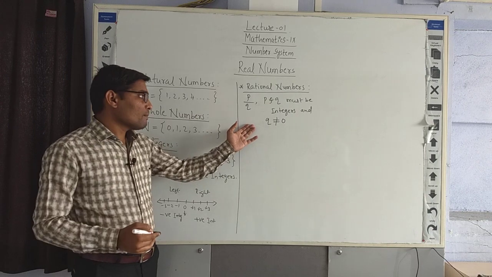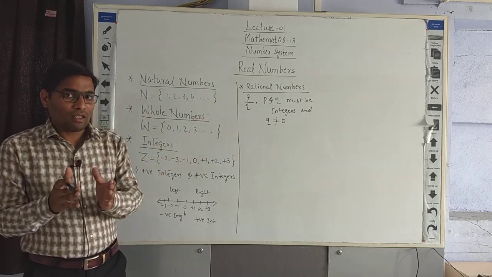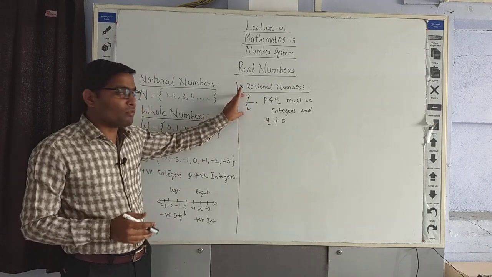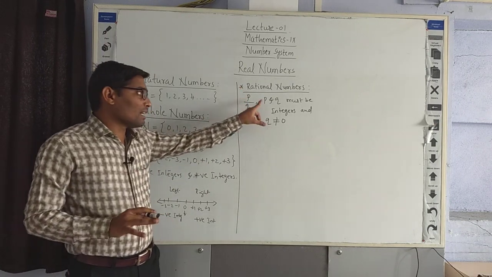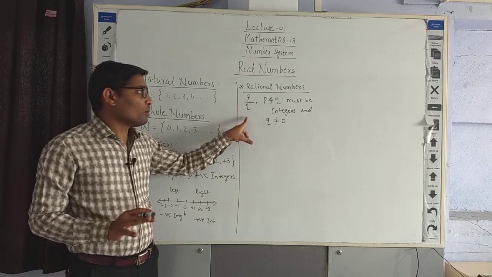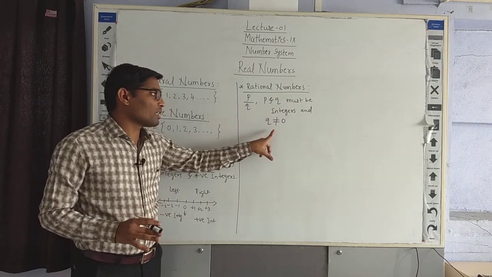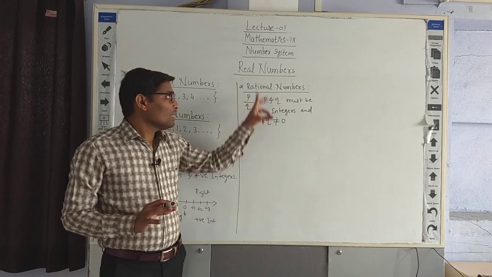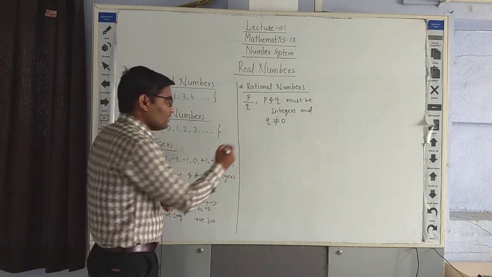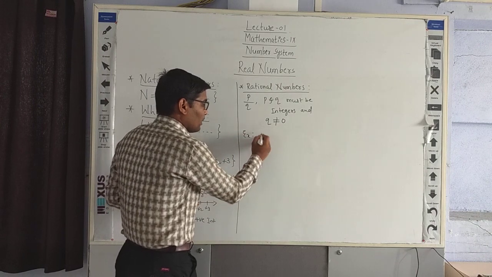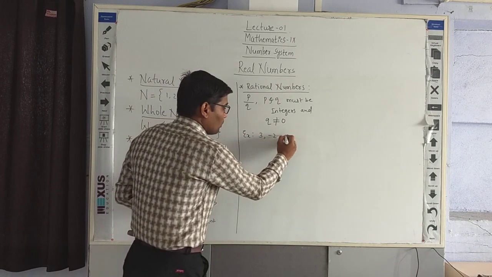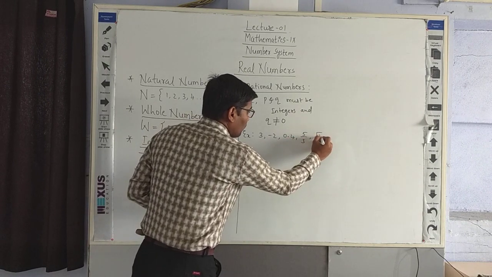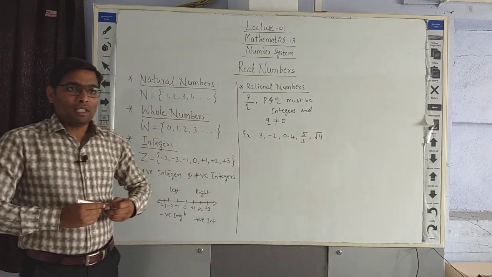I repeat once again, the numbers which can be written or expressed in the form of p by q, means in the form of numerator and denominator, and the conditions are both p and q must be integers and the denominator q should not be equal to 0. Then those types of numbers are called rational numbers. Let's discuss examples. Examples: 3, -2, 0.4, 5 by 3, root 4. These are examples of rational numbers.